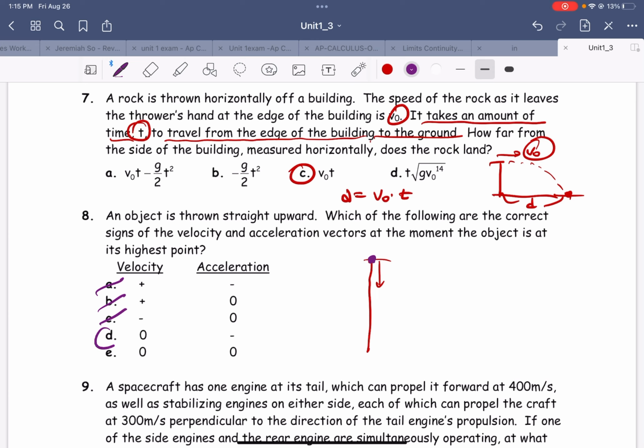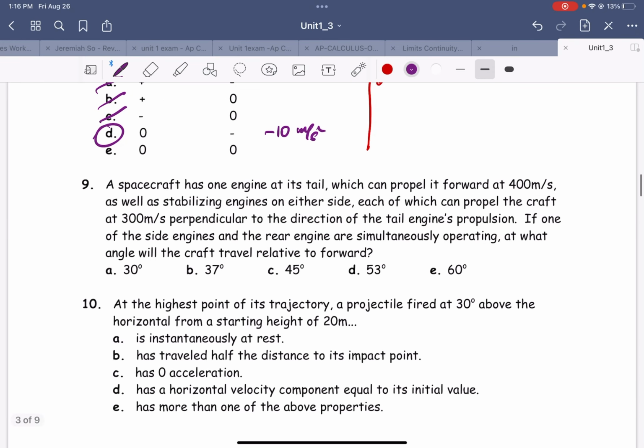So it should be negative, right? So basically this is negative 10 meters per second squared. Exactly, it is negative 9.8. But as we talked about earlier, in the directions of this test, they ask you to use negative 10. So the answer is D. Now, let's move on. Number 9.